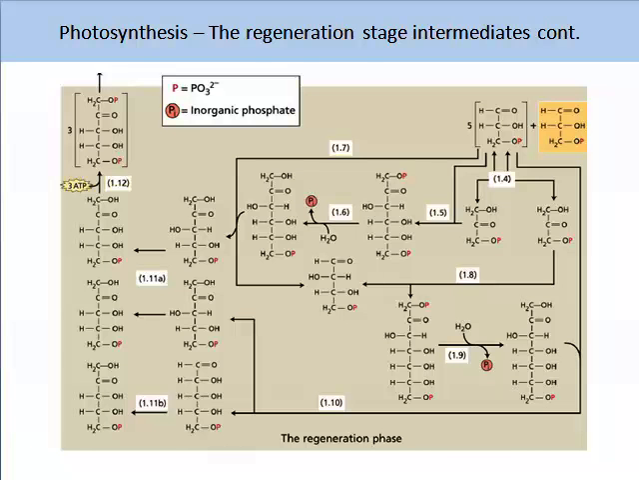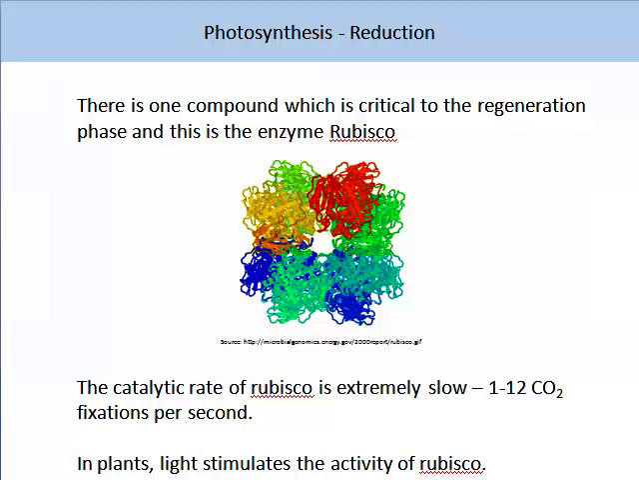A very impressive cycle. There is one compound which is critical to the regeneration phase, and this is an enzyme called Rubisco. On the slide you will see a modelled image of Rubisco. It is an important component to the regeneration, and it has what's called a catalytic rate. That is, a rate at which it can convert CO2. This catalytic rate is relatively slow. This describes the number of CO2 fixations per second.